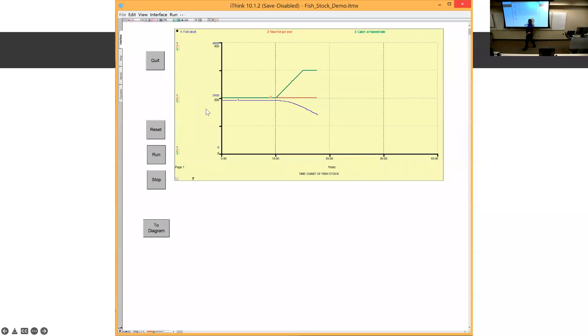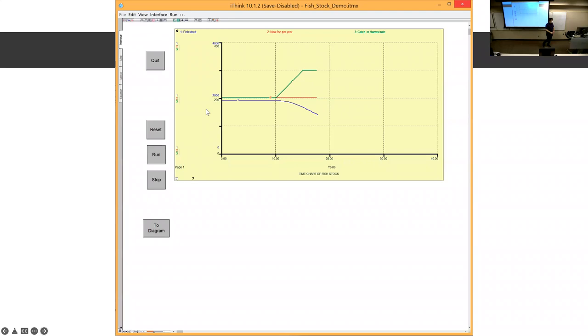Now, as I run, what they're doing here is they are keeping the new fish per year constant. So this red line is going to be constant all the way across, but at different times in the sim, they're causing the harvest rate to ramp up or go down. So in this initial period, when the new fish per year and the harvest rate were identical, the initial fish stock stays constant. In this period, as the harvest rate goes up, now they're harvesting more than is being regenerated. And so the fish stock is declining in population.